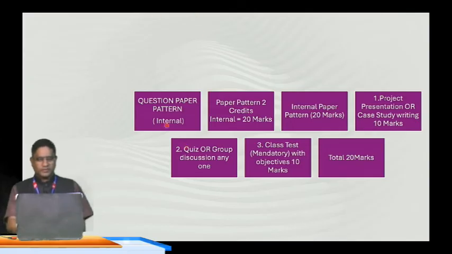The question paper pattern for internals would be of 20 marks. It would be either a project presentation or a case study in writing, of 10 marks. The first part would be project presentation or case study. The second part would be quiz or group discussion. So it would be presentation and group discussion, or case studies and a quiz. And there would be a mandatory class test of 10 marks. So the total would be 20 marks. So either it would be a 10-mark project or case study, or it would be the class test. In any combination, the total is 20 marks.